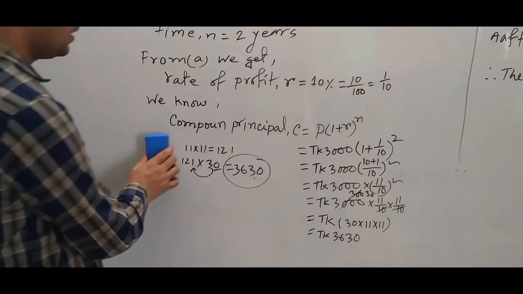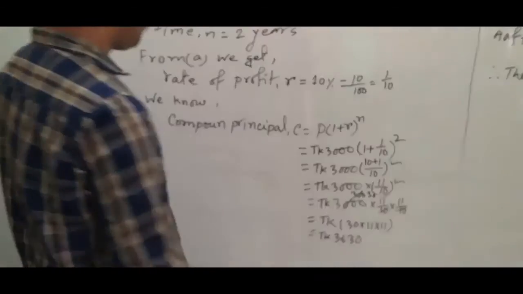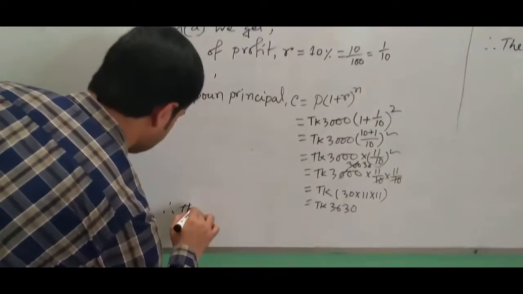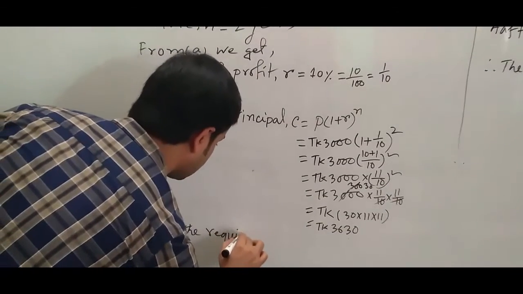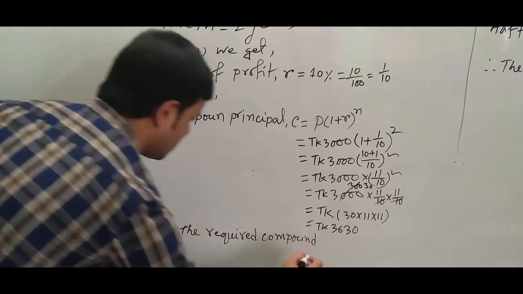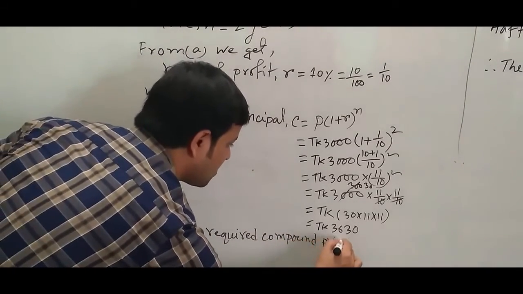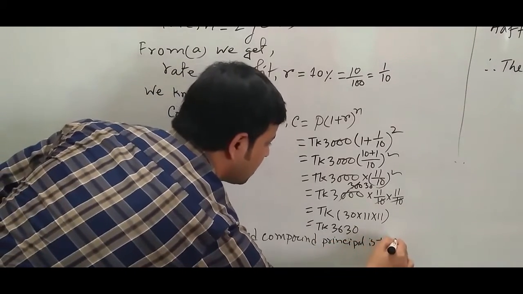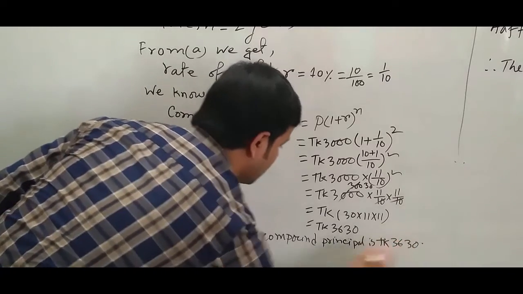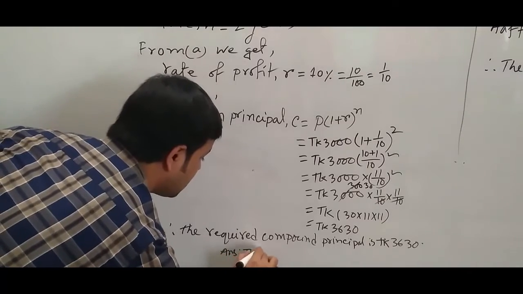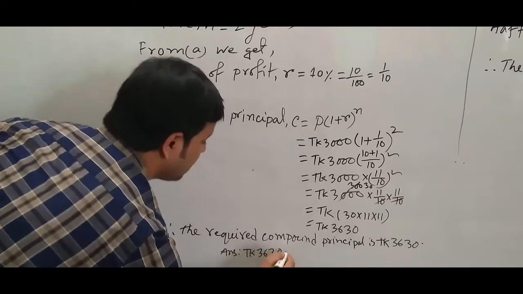So dear students, this is our compound principal. It means that the required compound principal is taka 3630. So our answer for the question C is taka 3630.